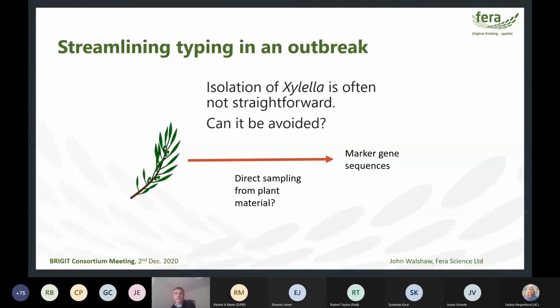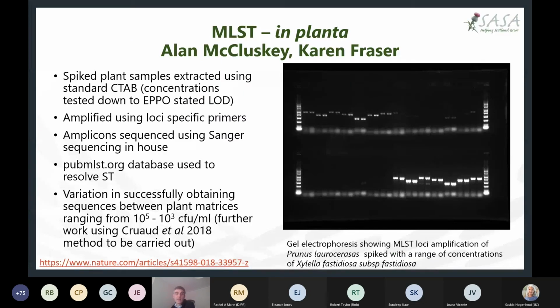So all of that data arises traditionally from isolates, of course. And again, in the context of an outbreak, we might want to think about streamlining things and weigh up whether we can do things differently. We've already heard quite a bit about direct sampling from plant material. Can we do MLST like that? This is also something that Alan and Karen have been doing.